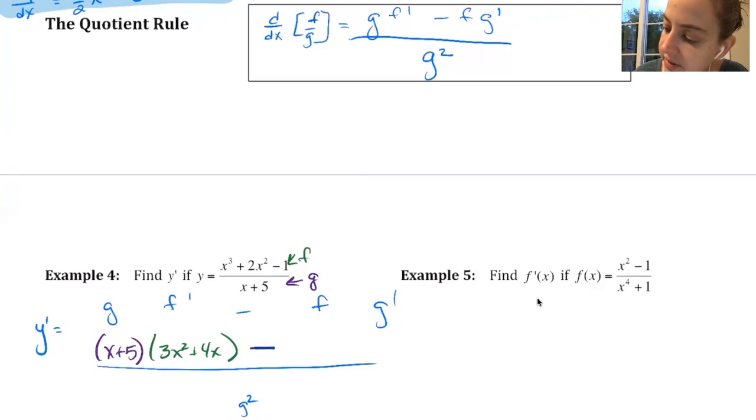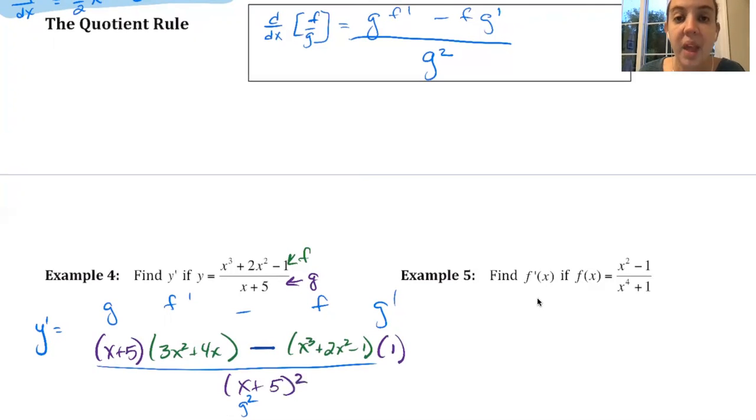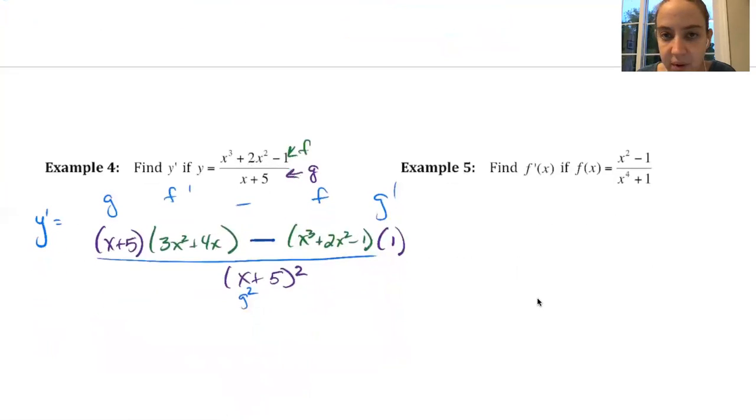Minus f, which is x cubed plus 2x squared minus 1. And g prime is the derivative of the bottom, so the derivative of x plus 5 is 1, all over g squared, which is x plus 5 squared. Okay. That step is the calculus, filling in all the pieces into the formula, into the quotient rule. That's the calculus step. Anything that comes after that is algebra.